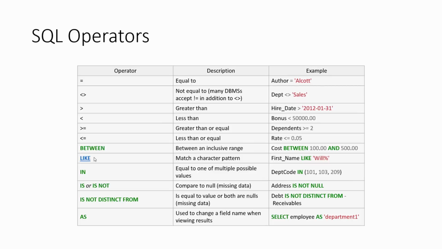This is often used for searches. If you have a website and you want to be able to search articles or something like that. In will be equal to one of multiple possible values. We can use is or is not to compare to null. Is not distinct from, which is equal to value or both are nulls. And then we have as, used to change a field name when viewing results. All right, we have some examples over here, but I'm going to show you some examples.